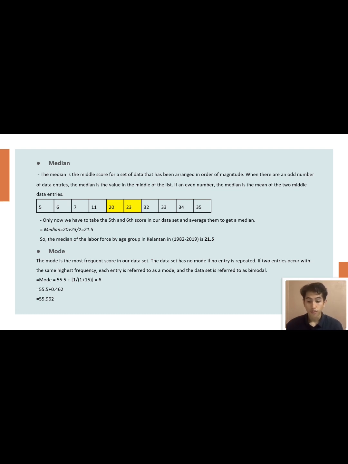Mean, or average, is the most popular and well-known measure of central tendency. The mean is equal to the sum of all the values in the data set divided by the number of the values in the data set. So the sum of the labor force by age group in Kelantan 1982 until 2019 is 206. To find the mean age, we divide the sum of the labor force by age group in Kelantan by the number of the labor force by age group in the sample. After we calculate, the answer is 20.6.